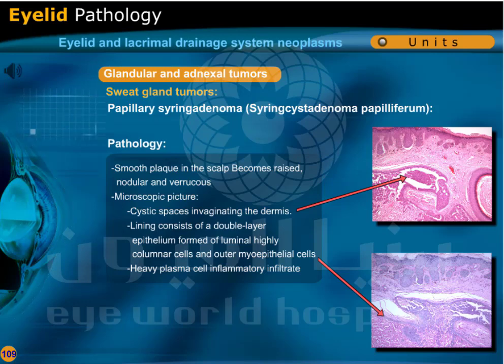Microscopic picture, cystic spaces invaginating the dermis. Lining consists of a double-layer epithelium formed of luminal highly columnar cells and outer myoepithelial cells. Heavy plasma cell inflammatory infiltrate.